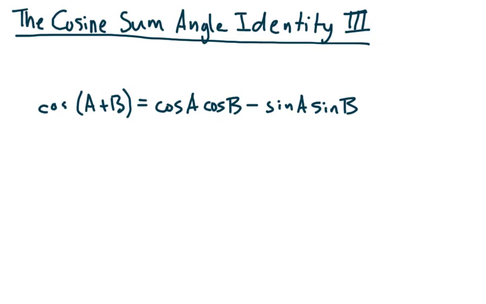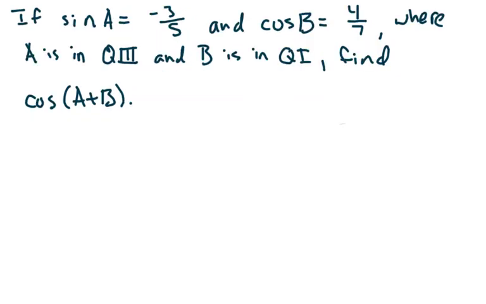This time I am going to give you neither the sum, a plus b, nor the angles, a and b themselves. This time I'm going to give you the value of some of these trig functions. I'm going to say sine of a equals negative 3/5, not a equals negative 3/5. The sine of a. And I'm not going to give you b. I'm going to give you the cosine of b.